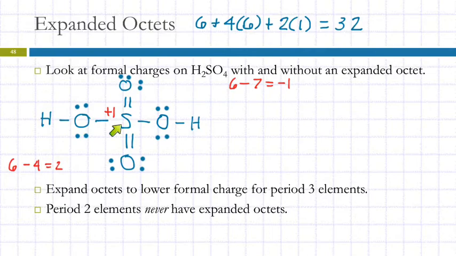And now what's the formal charge on the sulfur? 0. It came in with 6 electrons. If we cut all the bonds in half, it would leave with 1, 2, 3, 4, 5, 6. So doing double bonds, an expanded octet on the sulfur gets us a 0 formal charge on all the atoms. And this is the correct Lewis structure for H2SO4. Any questions?